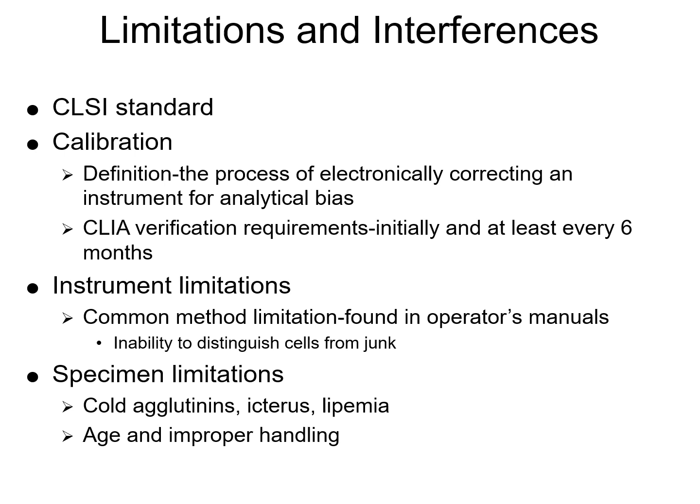For instrument limitations, common limitations described in operator manuals can include inability to distinguish cells from debris or junk, which can lead to inaccurate counts, and sensitivity to specimen-related factors such as cold agglutinins, which is where red blood cells start to clump, icteric samples, where there's bilirubin interference, and lipemic samples, where they have a high lipid or fat content in the sample.